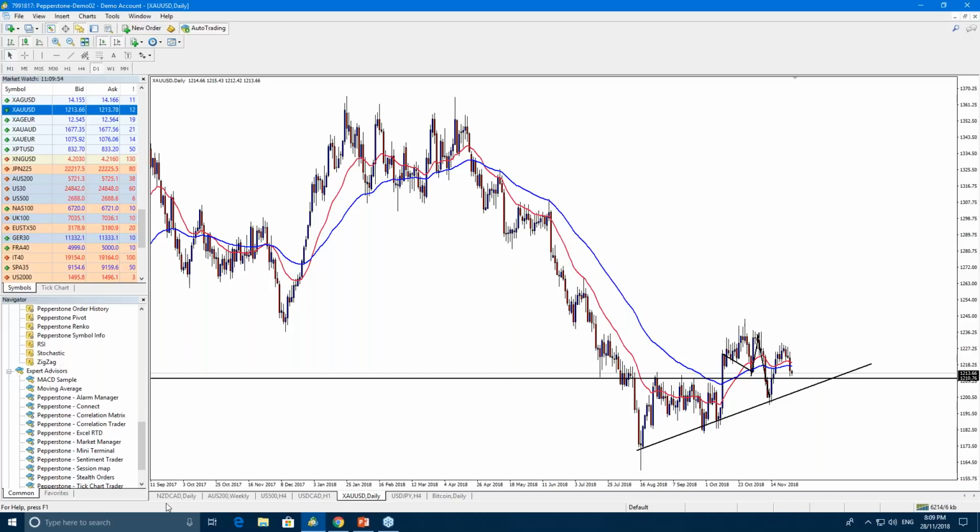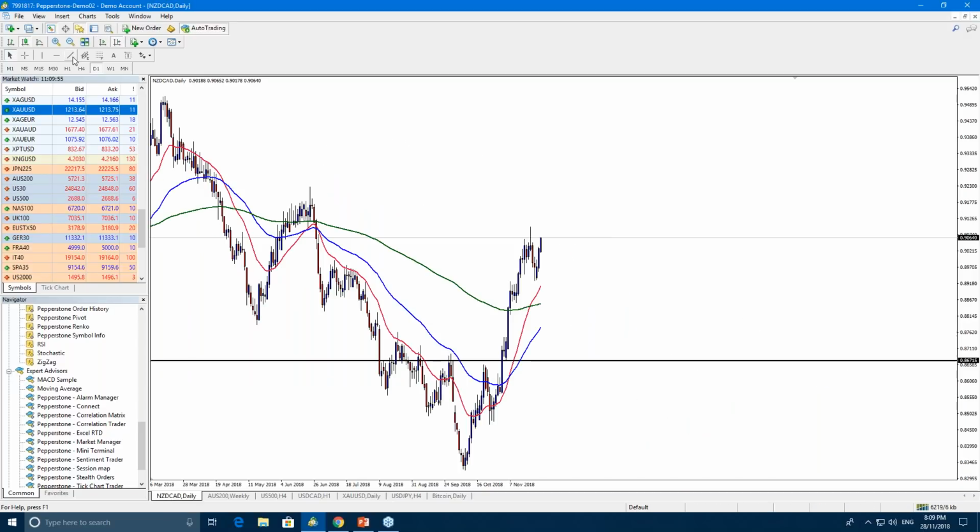I've actually got an example of an incredibly clean head and shoulders here. So what we'll see is we'll see the left shoulder here, and this was the New Zealand CAD daily. And then we've got this really nicely formed head. And then we've got this nicely formed right shoulder as well.